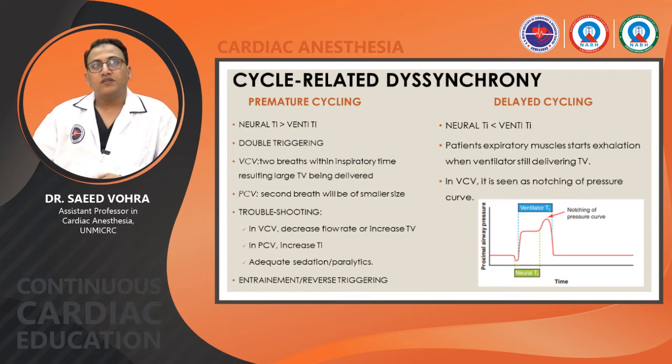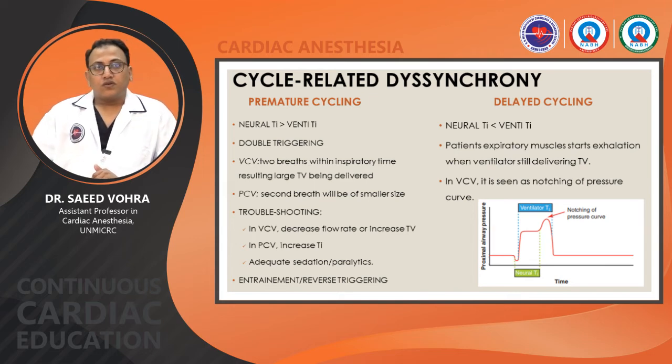Premature cycling occurs when the neural T-inspiratory time, that is the inspiratory time of the patient's central nervous system, is more than the ventilator inspiratory time. This results in double triggering. And delayed cycling occurs when the neural T-inspiratory time is less than the ventilator T-inspiratory time. Here the patient's expiratory muscle starts exhalation when the ventilator is still delivering the tidal volume.